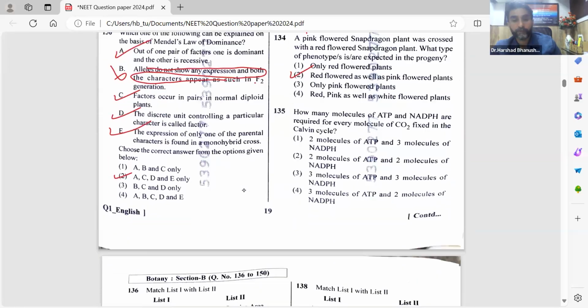So option number 2. Next question, in dark reaction to fix 6 CO2, we use 18 ATP and we use 12 NADPH. So per CO2, we use 3 ATP and 2 NADPH, which is option number 4.